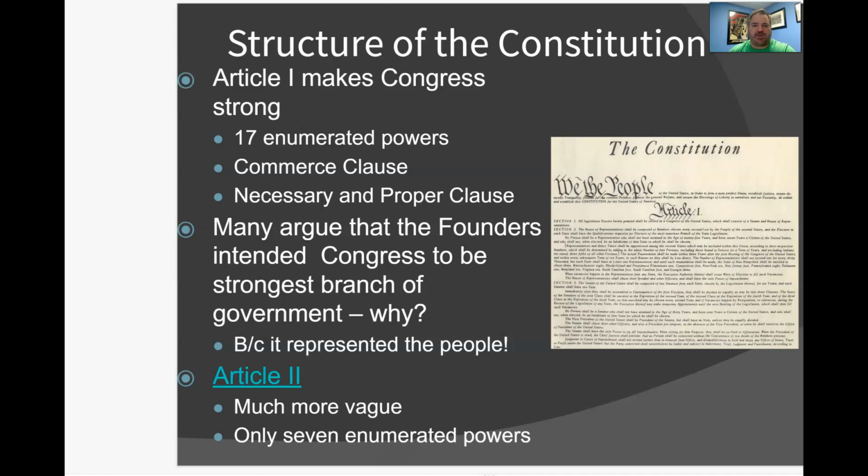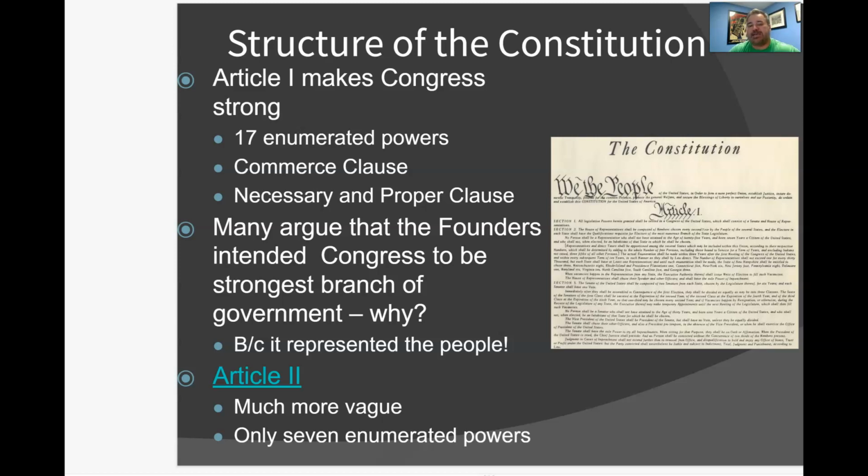Most people argue the founders intended Congress to be the strongest branch of government, and for a very simple reason. It represents the people directly. The House of Representatives is directly elected by the people, and since the 17th Amendment, the Senate has been directly elected by the people. Congress is most responsive to the people, and thus the founders figured, hey, in this republic of ours, let's give the power to the representatives of the people.